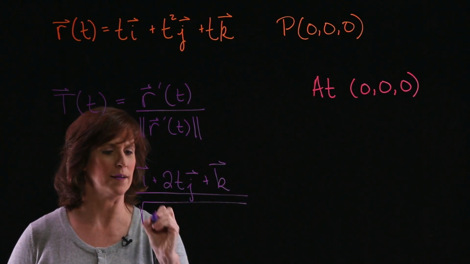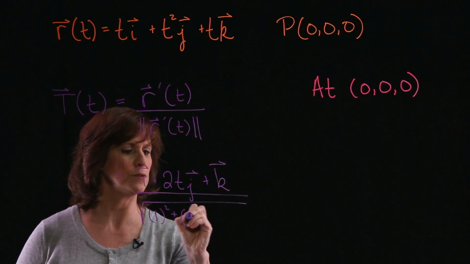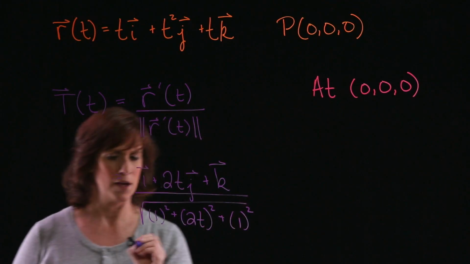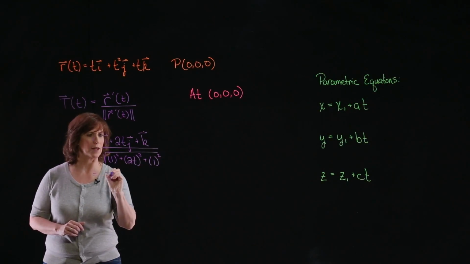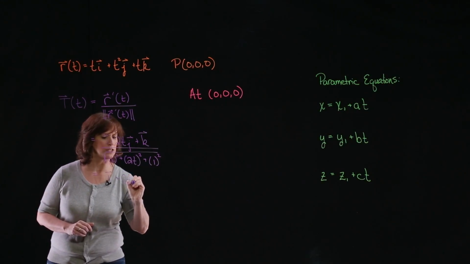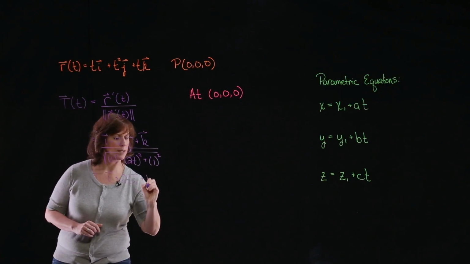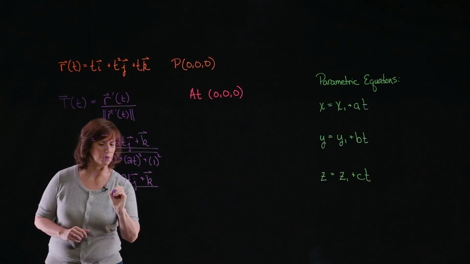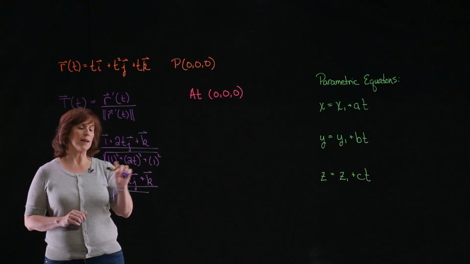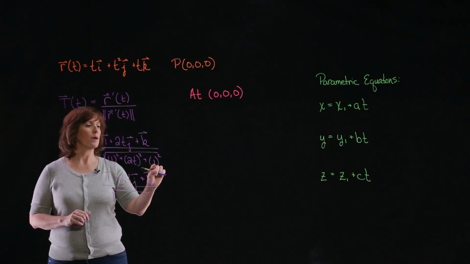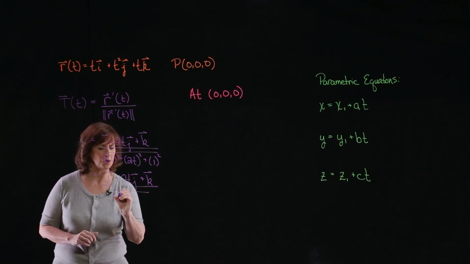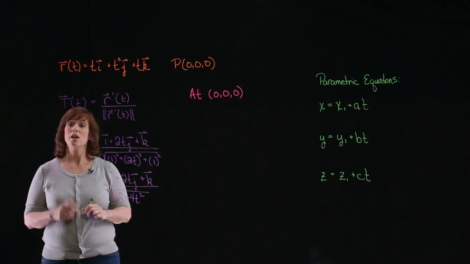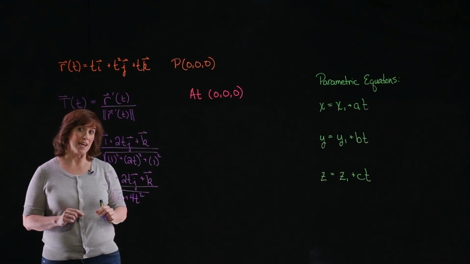So 1 squared is 1. Then I'll have a 2t squared and another 1 squared. So that leaves me with my vector i plus 2tj plus k all over the square root of 1 plus 4t squared plus 1. So that's 2 plus 4t squared. So that will give me my unit tangent at any point.